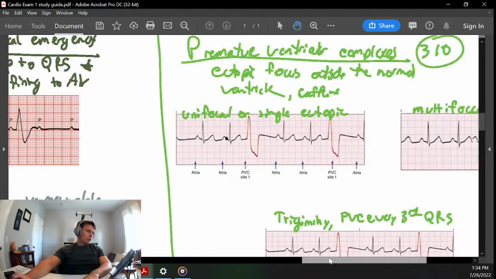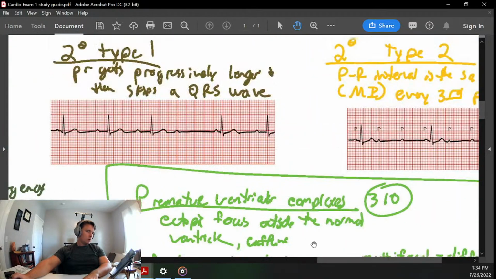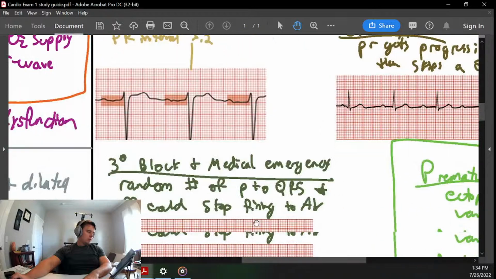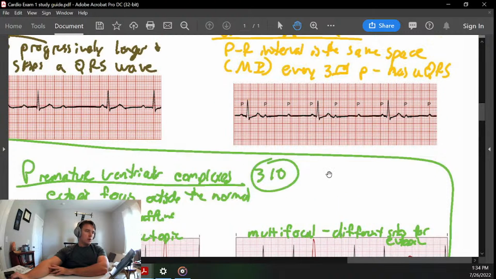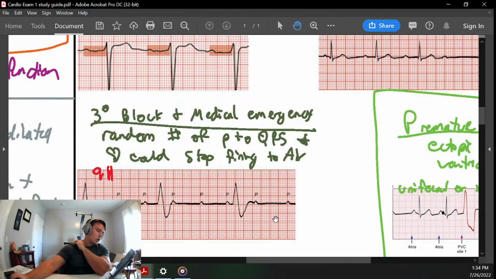So then we'll go to third degree, which is the most severe. So this is random. So up here, they are getting a QRS wave every third time. So I think it's 3-1 or 2-1. I don't remember what that is, but that's not important. That's way too deep. So 3-1, 2-1. This is normal. You still want to get some help, but it's not a 911 emergency.